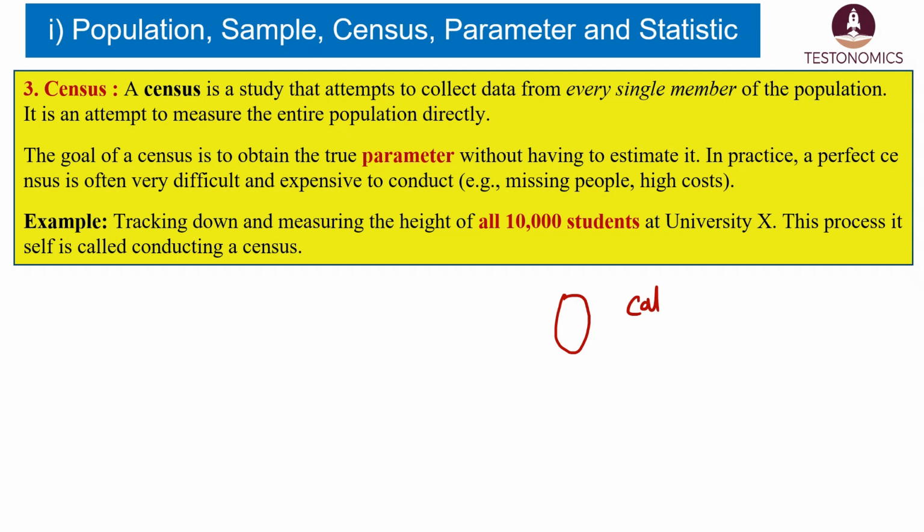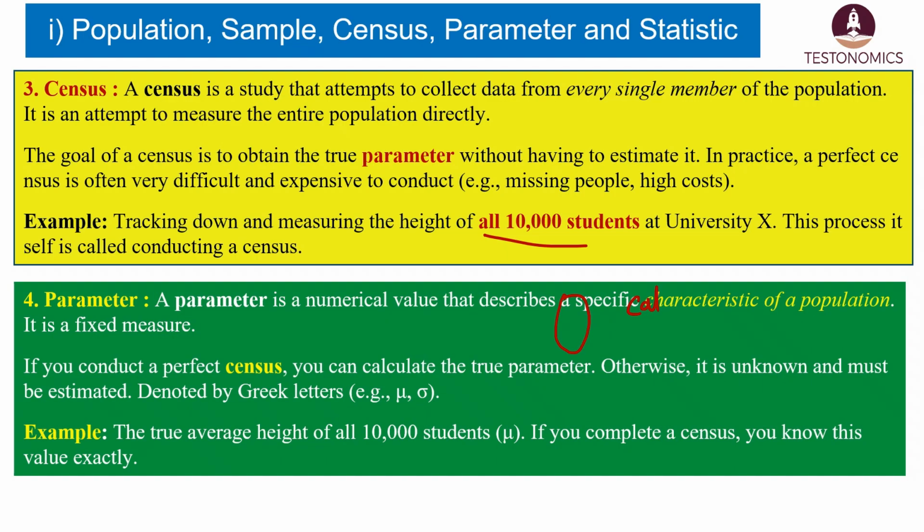In practice, a perfect census is often very difficult and expensive to conduct. As an example, tracking down and measuring the height of all 10,000 students would be what we call a census. Next is a parameter. A parameter is a numerical value that describes a particular characteristic of a population. It is a fixed measure. So it can be like average height, average weight, or something of this type that describes the population. So it is a descriptive characteristic related to the population. Or rather, we can just say it is a specific characteristic of the population. Okay, you can read the remaining things here and then we move ahead.